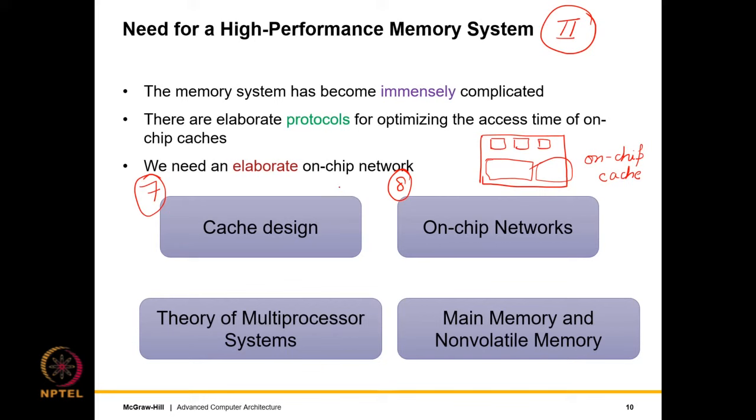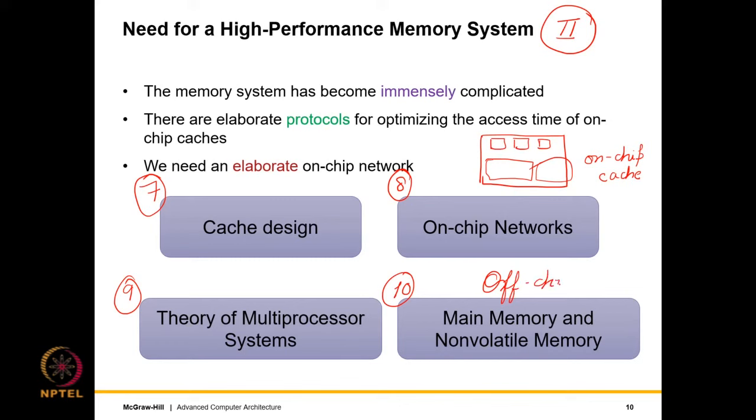Then when we consider multiprocessor memory systems, they get quite complicated. So we will discuss them in chapter 9. And finally, in chapter 10, we will discuss off-chip memory. Right, so the first 3 were for on-chip memory, but then we will discuss off-chip memory.